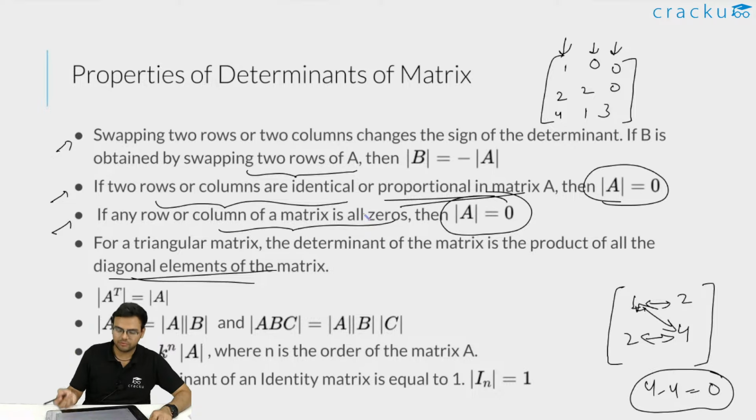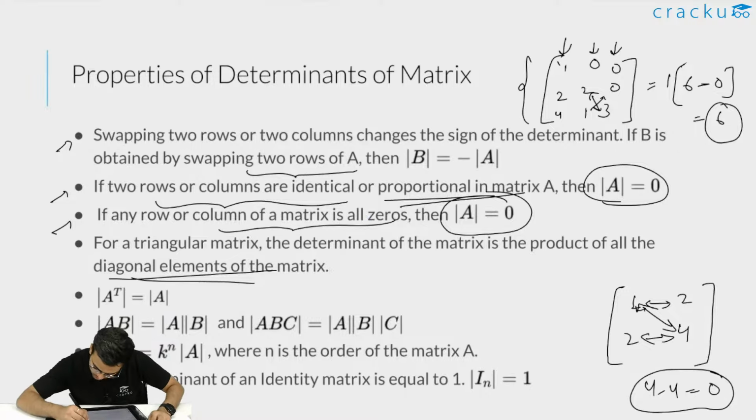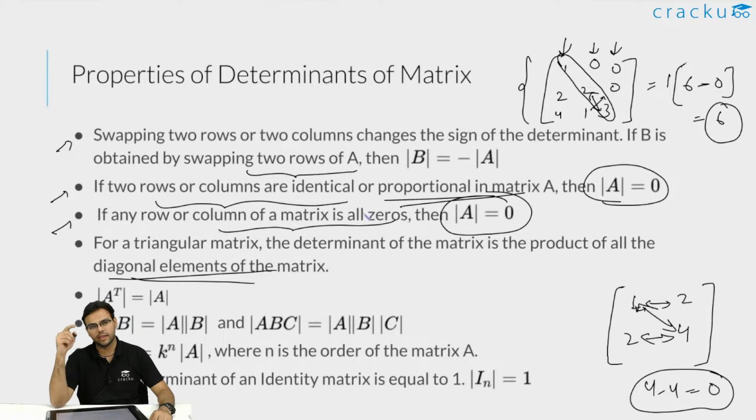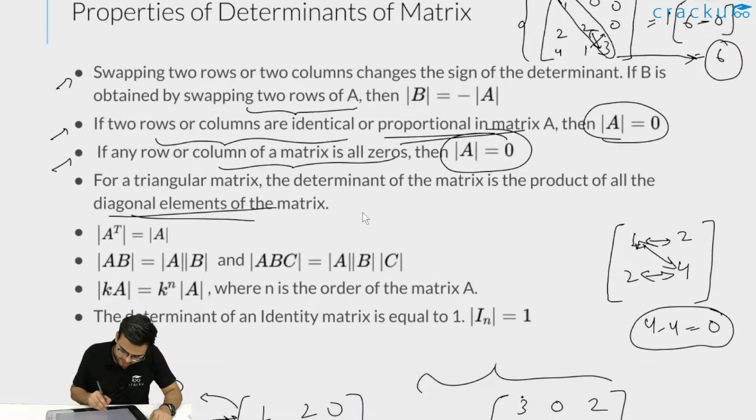So what we have to take? We have to just take 1. So this will be 1 into 2 into 3, which is 6, minus 1 into 0, which is 0. So 1 into 6 minus 0 is equal to 6. So the determinant of this lower triangular matrix is 6. Now what is the product of these three elements, which are the diagonal elements? The product of the diagonal elements is again 1 into 2 into 3, which is 6. So this is what is written: for a triangular matrix, the determinant of the matrix is the product of all the diagonal elements of the matrix.